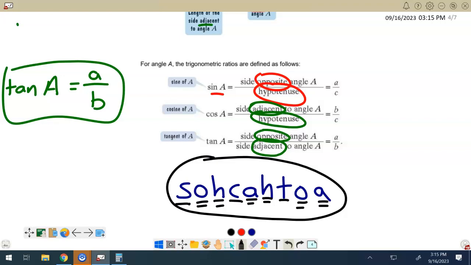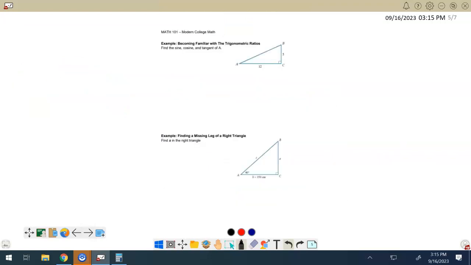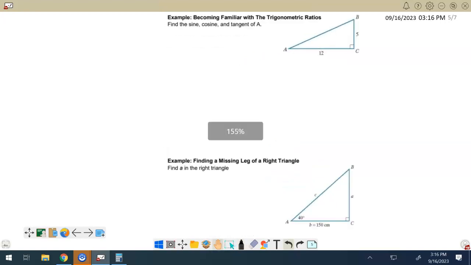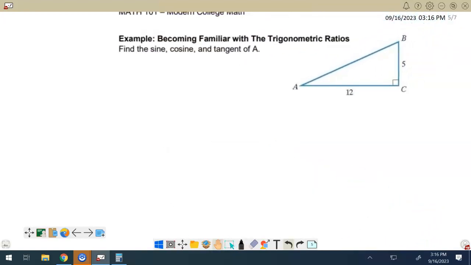Okay, so let's put this into practice with some examples. On the next page, we have some examples. This says, find the sine, cosine, and tangent of angle A. So capital A is the angle. We want to find sine, cosine, and tangent. Even though the full spelling is S-I-N-E, it's kind of silly to abbreviate because it's only 4 letters, but when we write it out in mathematical formulas, we abbreviate it to S-I-N.